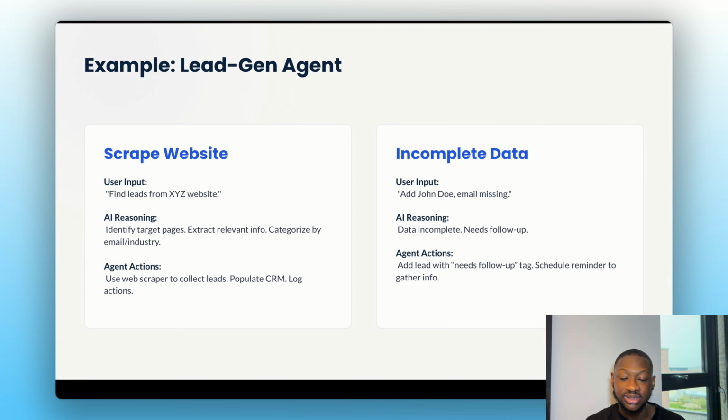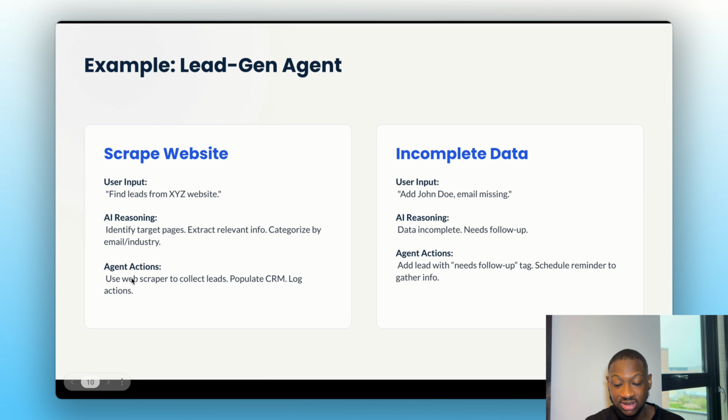Another one is for a lead generation agent. First of all, the user input is finding leads from an XYZ website. The reasoning would be, okay, identify target pages, the pages where you're more likely to find leads. Extract relevant info and categorize them based on email or industry. And the actions will be to use a web scraper to collect leads, populate the CRM, and log actions.